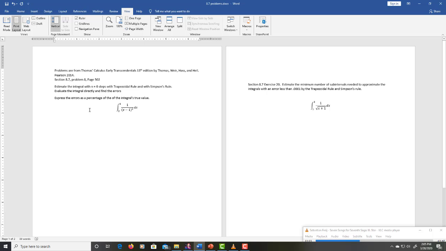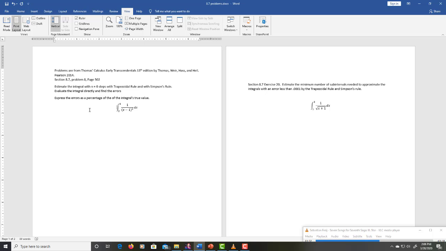Here's our first exercise. This is from our textbook. It's section 8.7, problem 8, from page 502, if you want to look up the reference. I did choose an even number of subintervals to use. The book uses 4 instead of 6. I thought since we had time, we might as well use the 6.